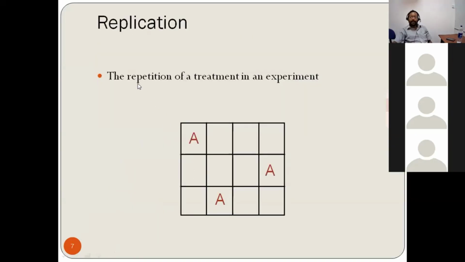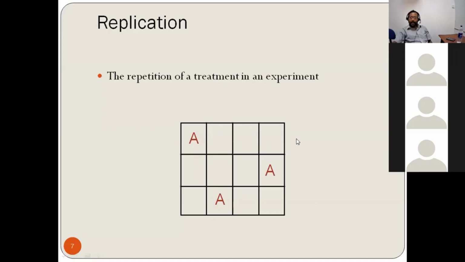But with one replicate, we cannot do the experiment. Therefore, we need to repeat the same experiment again in a similar way. Is it clear? We will need to repeat the same experiment with another set. That is called replication. You repeat it. For example, this is the plot I said. This is plot number 1, plot number 2, plot number 3, plot number 4.